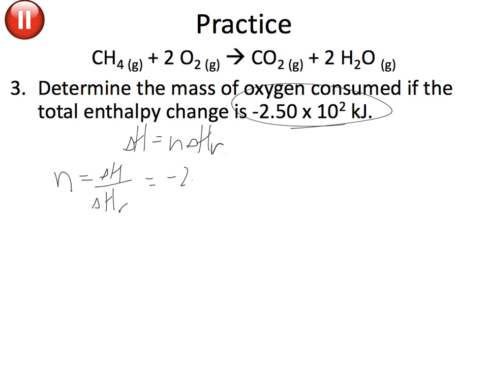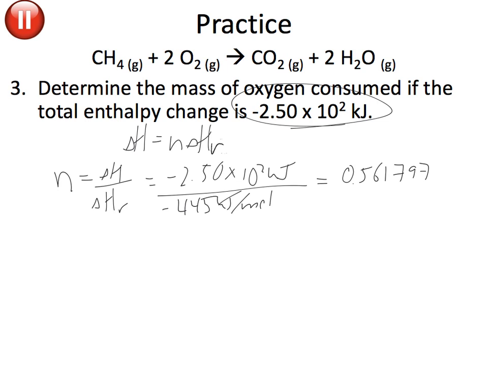Now my delta H is given to me by the question. It's going to be negative 2.50 times 10 to the 2 kilojoules. And my delta HR is not combustion. It's actually the molar enthalpy that we found for oxygen before. If you go back, you'd find that your delta HR for oxygen is negative 445 kilojoules per mole. Okay, so go ahead and do this calculation. What you should get is the negatives cancel out, and you'll get 0.561797, and what you'll be left with is mole.